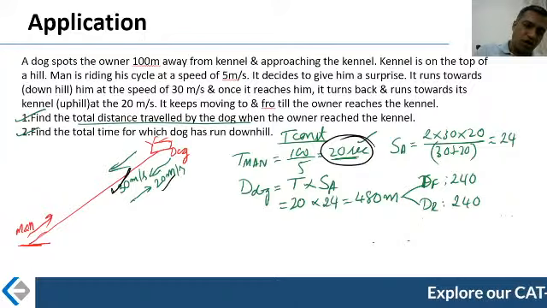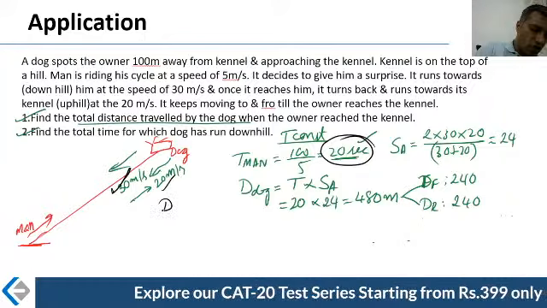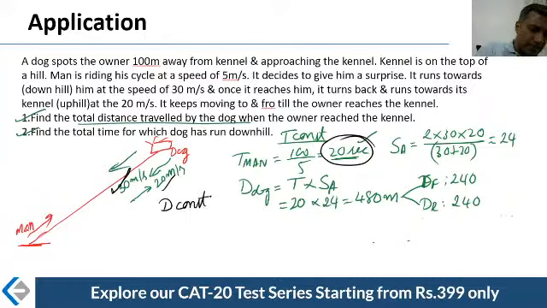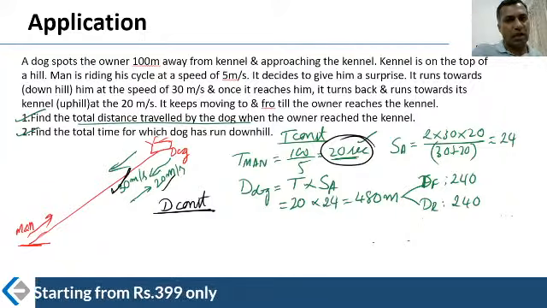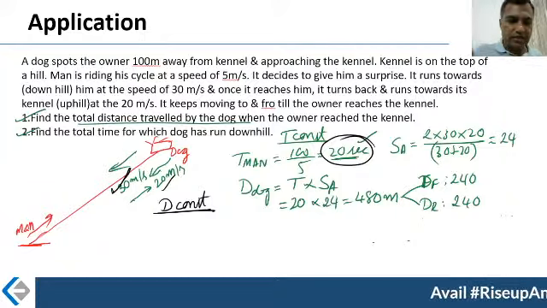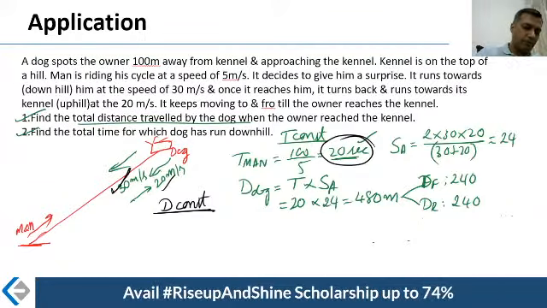So now what is the concept you are talking about? Distance is constant. Downhill distance is the same as uphill distance. That's what we mean by distance is constant: the total distance covered downhill is the same as the total distance covered uphill. If the distance is constant, speed and time are inversely proportional. That's what you are trying to say.